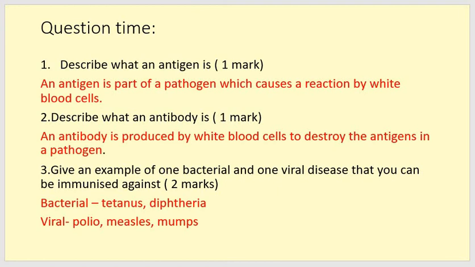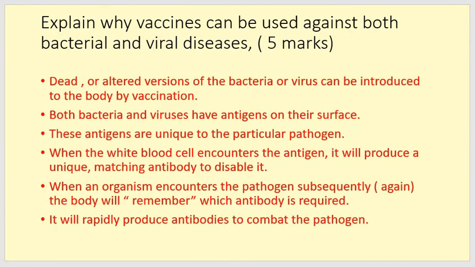So answers are here. An antigen is the part of the pathogen which causes a reaction by the white blood cells. It's the white blood cells that make antibodies. Remember, red blood cells carry oxygen and carbon dioxide around the body. They are dissolved gases and they are exchanged in the lungs and in the tissues. White blood cells are the part of the blood which is involved with immunity. An antibody is produced by a white blood cell to destroy the antigens in a pathogen. Examples of diseases are given below. I'm sorry, but you just need to learn those.